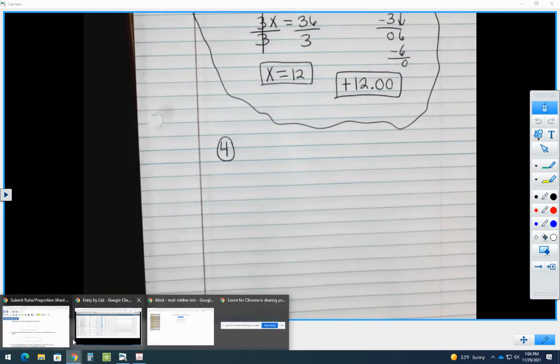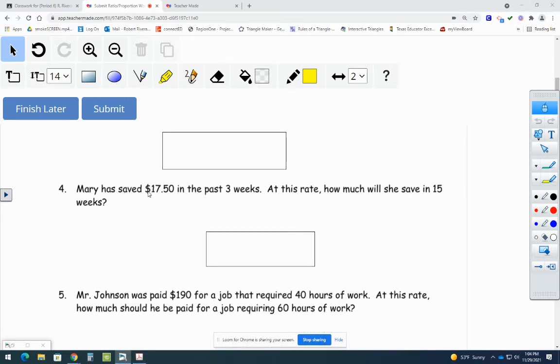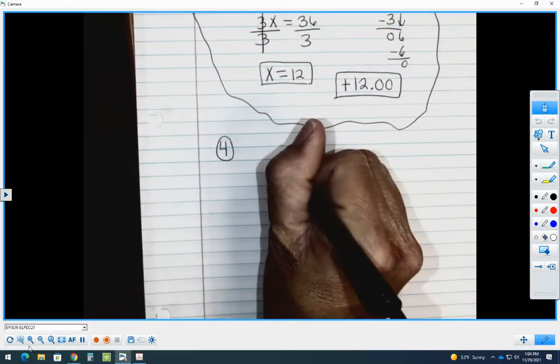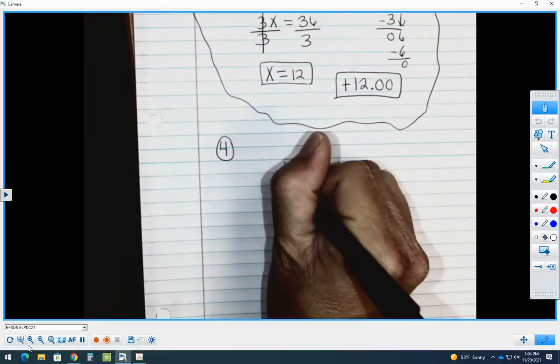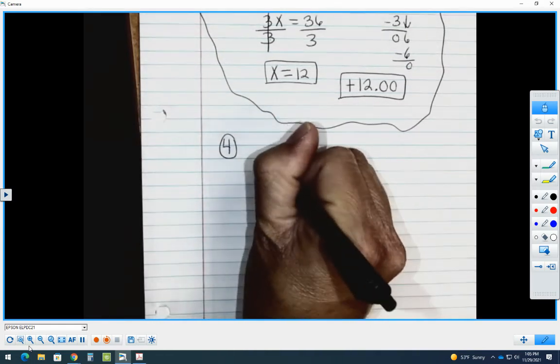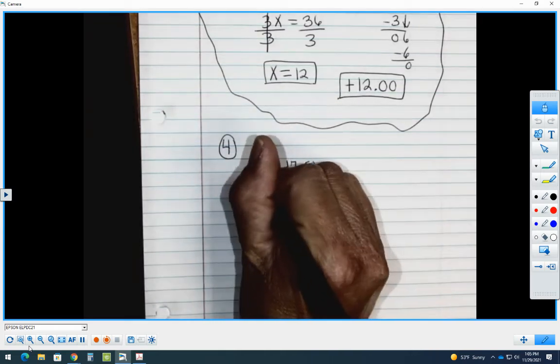we're going to read the story and first get the information that they give me. Number four says Mary saved $1750 in the past 3 weeks. So I saw the word in, there's the word rate, so I know it's about a ratio again, so I'm going to solve it proportionally. So $1750 in 3 weeks. I already know that the ratio is 1750 to 3. I need to label this: 1750 is money, what she saved, so I'm going to put a dollar symbol there. And the 3 is the weeks that she did this.